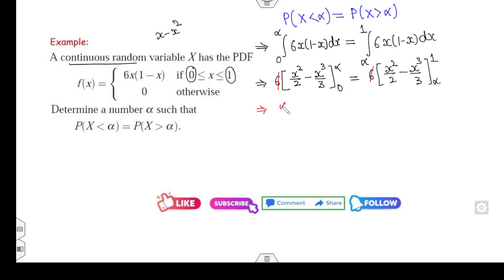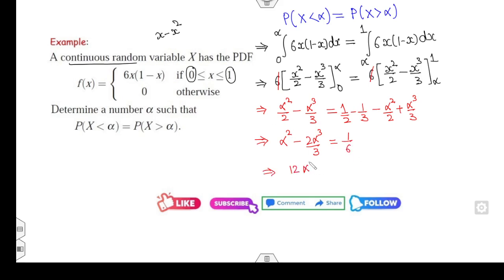Now you can substitute the values. Alpha square by 2 minus alpha cube by 3; 0 will be 0, which is alpha square by 2. Sorry, when you substitute 1 firstly, it is 1 by 2 minus 1 over 3. If you substitute the lower limit, minus alpha square by 2 plus alpha cube by 3. Now you can solve them. This will be twice, that is alpha square minus 2 alpha cube by 3, which is equal to 1 over 6. Now you can cross multiply them.